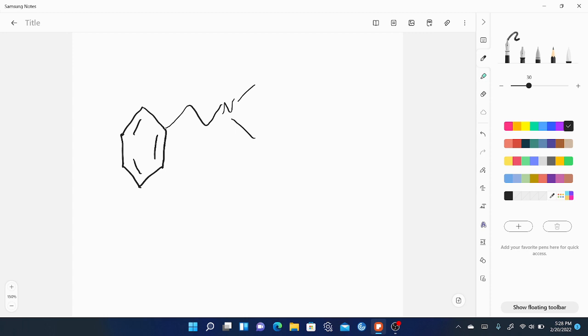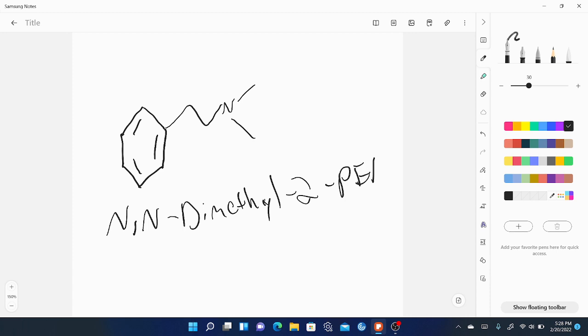The correct way to write this is N,N-dimethyl-2-PEA. You can break this down further into N,N-dimethyl-2-phenylethanamine, but this is the best way to write it, I believe. N,N-dimethyl, so the two methyl groups off of the N, and this is a 2-PEA. So this is the best way to write it.